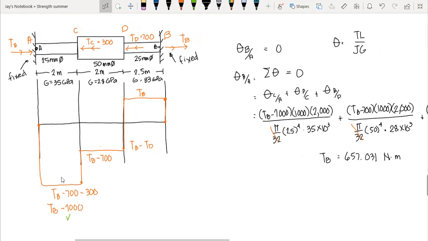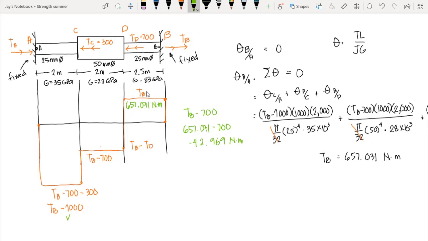Okay, so at this point, the twisting moment in between D and B, we have TB. Since we only have TB here, we could say that our twisting moment here is 657.031, that is in Newton meter. Now in between C and D, we have TB minus 700, so we have 657.031 minus 700, we have negative 42.969, that is in Newton meter.